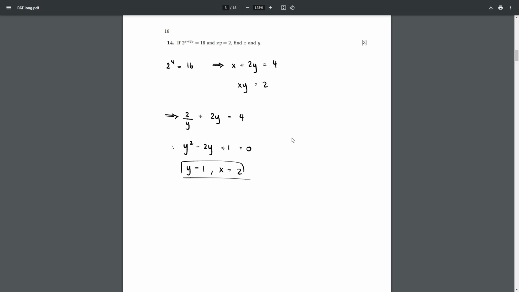Question 14. This one, it's just simultaneous equations disguised. So what we want to do is write 16 as 2 to the power of 4, and then we can just get x plus 2y is 4 and xy is 2. We can rearrange for x or y, and we'll get a quadratic, and we'll see that this is a perfect square, so there's only one y value. So we find y is 1 and x is 2.